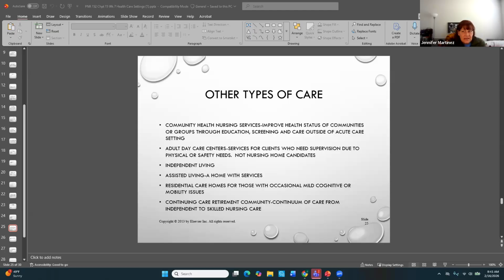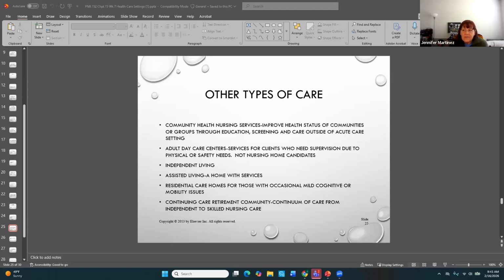Independent living facilities are not licensed and not regulated; they're just independent living apartments. They don't get any personal or medical care, but they're basically living with people of their own age. So think of your senior living apartments.